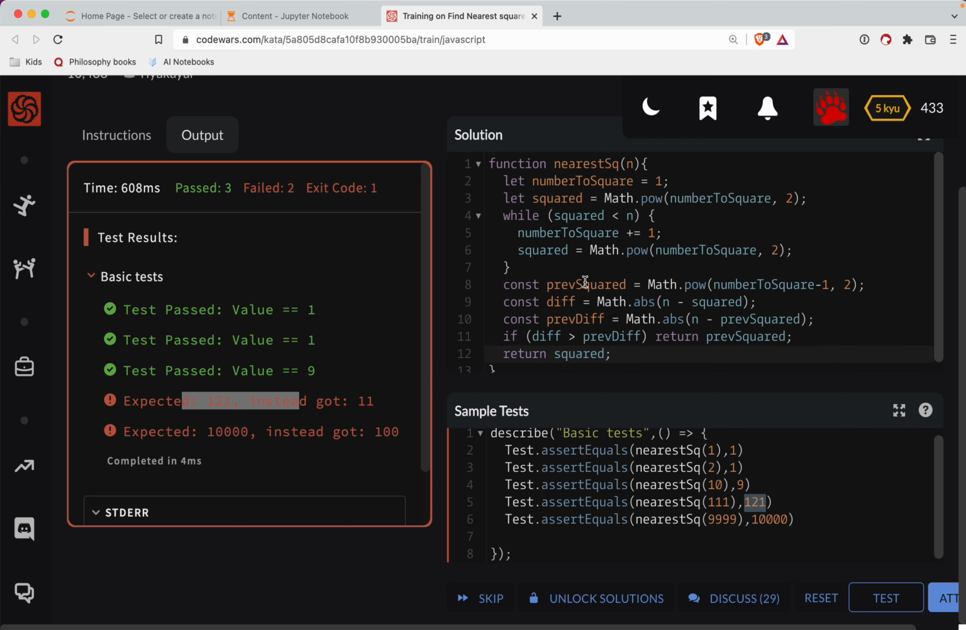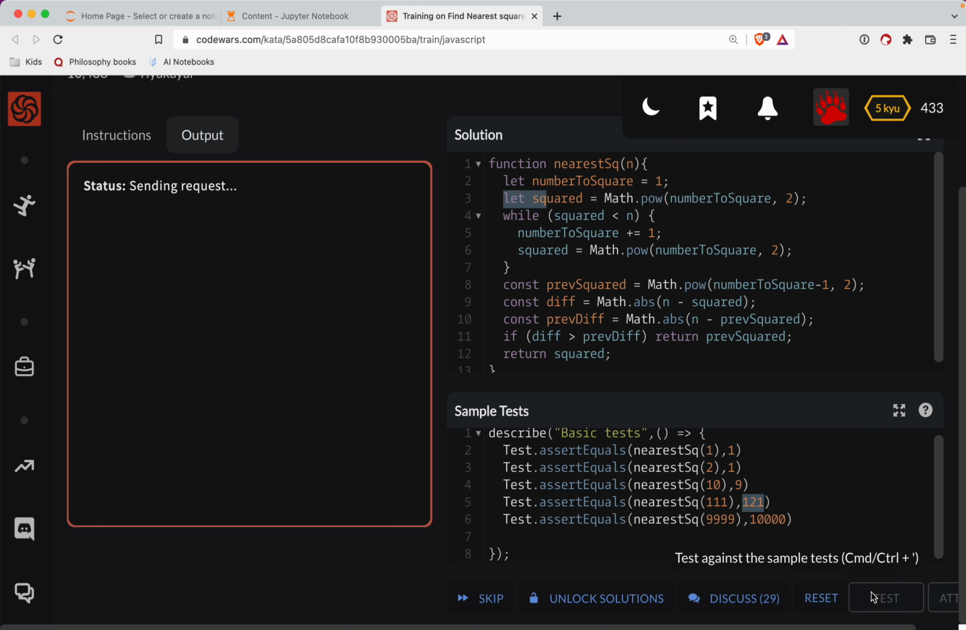Whoops, okay. So the numberToSquare was the one that's incrementing each time. I was wrong on that. What we're returning here is actually the squared. Okay, let's test that out. All right, finally got it. Great job, y'all.